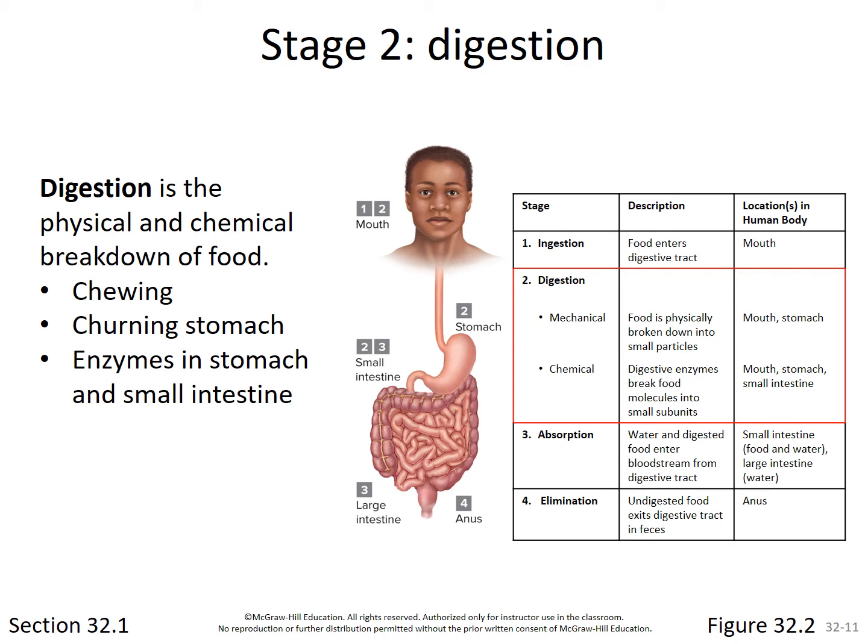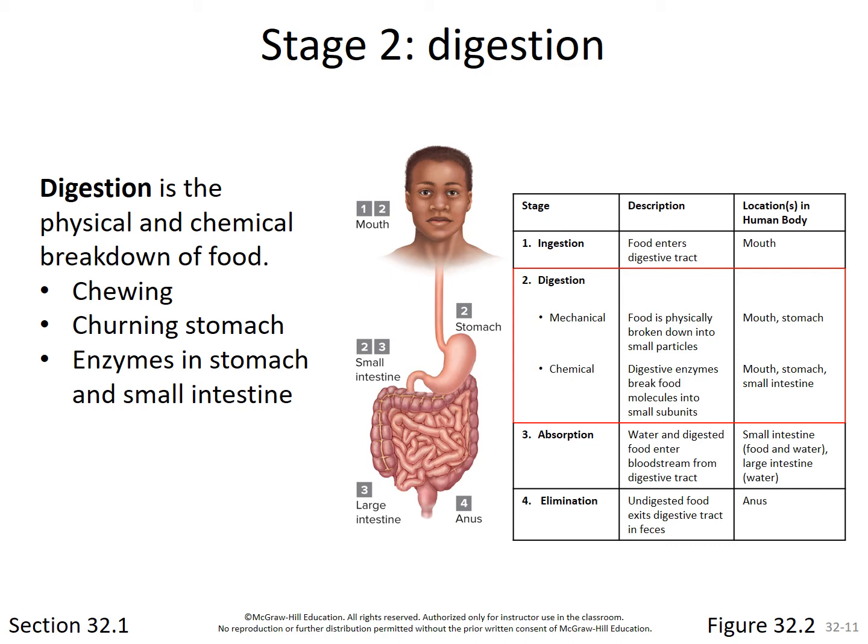So mechanical, also known as physical digestion, means that the food is physically broken into smaller particles. So chewing is a good example of this, and the stomach churning is another good example of this. So you're not changing the food chemically. What you're doing is breaking it into smaller pieces. And the benefit of breaking it into smaller pieces is so that you can carry out chemical digestion more efficiently.